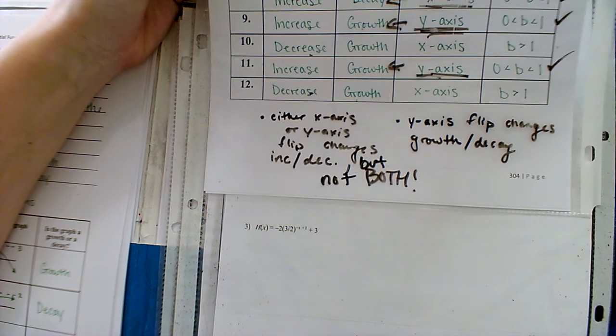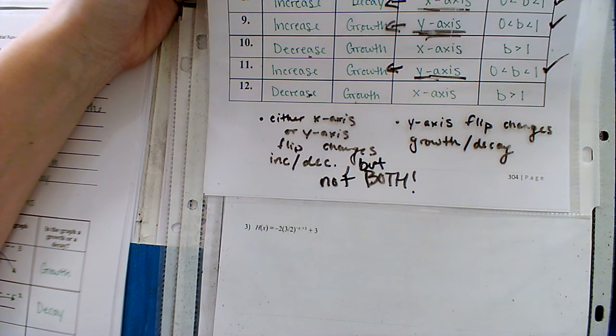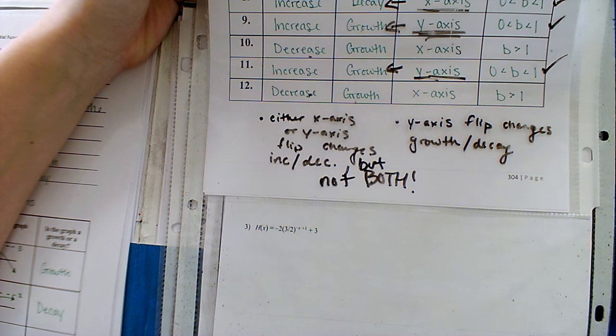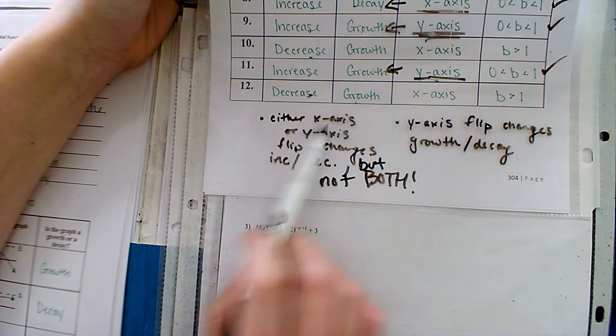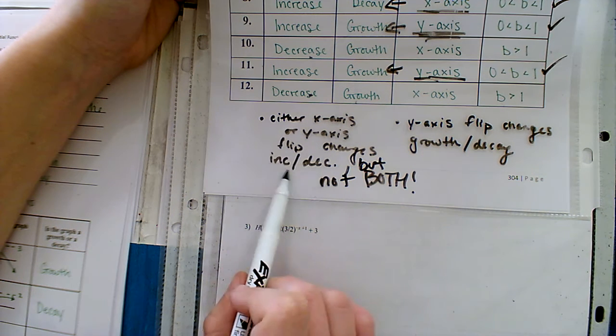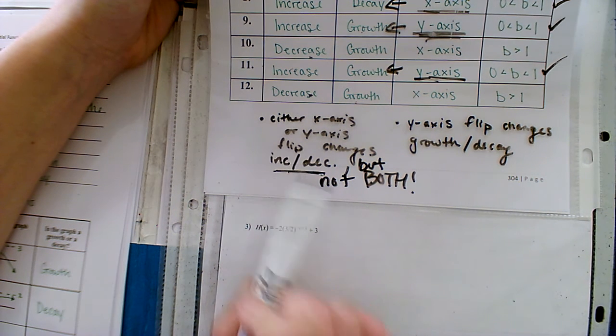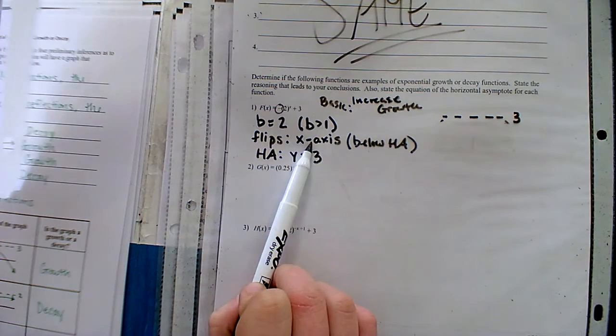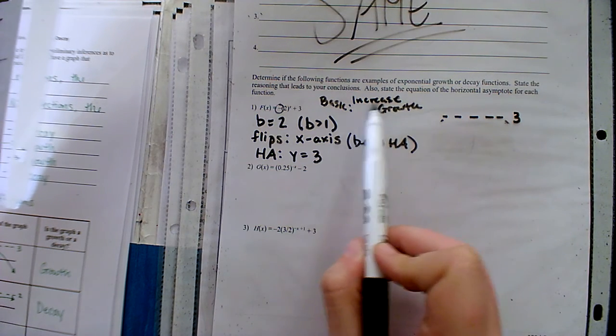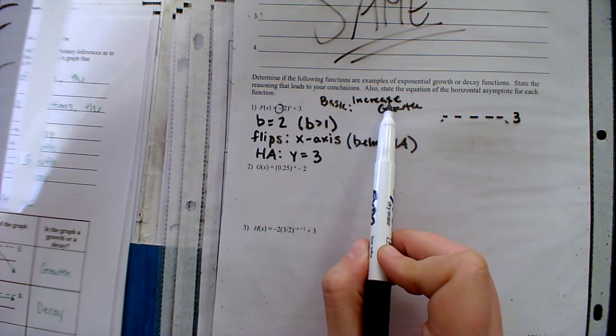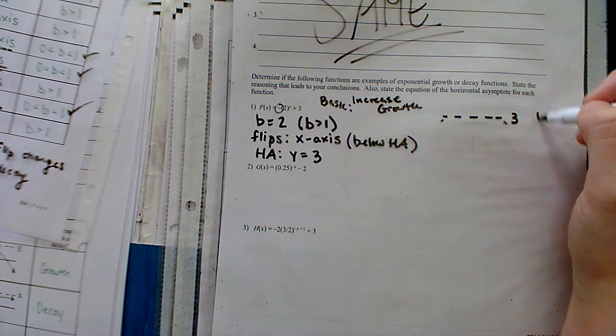Can we go back to maybe some of these patterns we found? Let's see, we said either x-axis or y-axis flip changes the increasing or decreasing, but not if you have both. So the fact that you have one means that we're changing the beginning increasing nature, and it's now becoming decreasing.